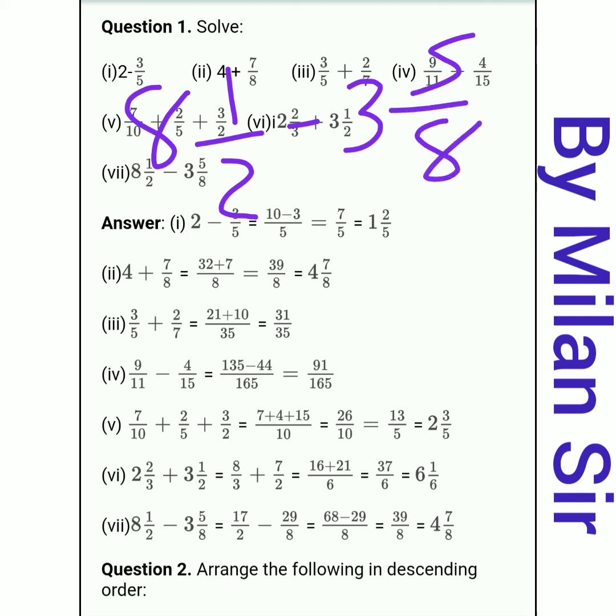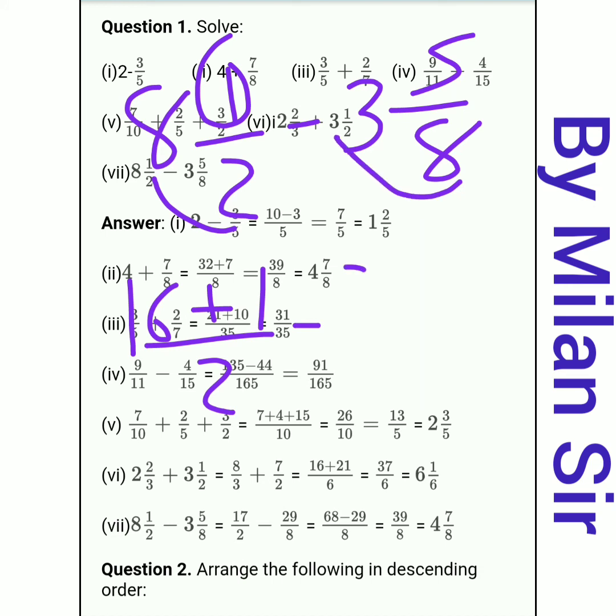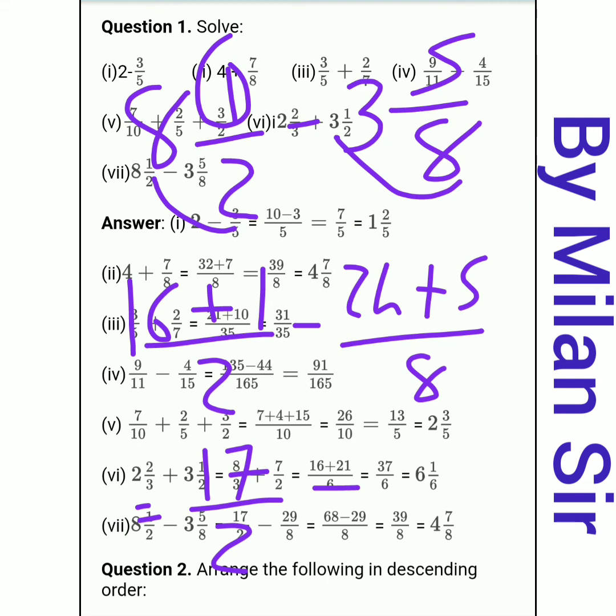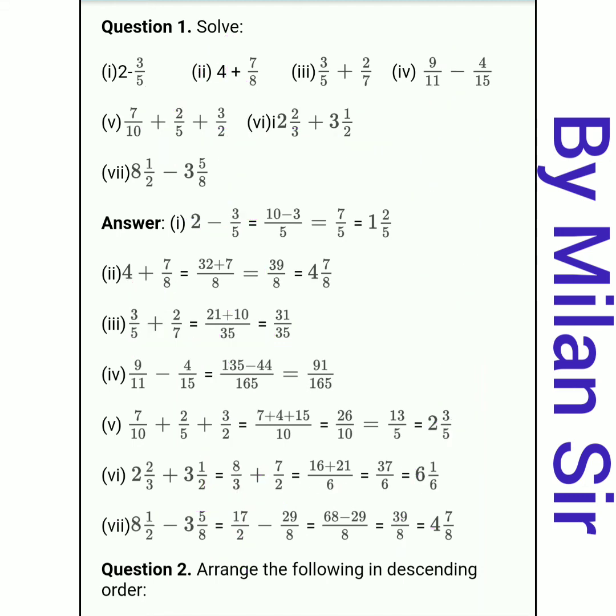First of all, just convert our mixed fraction into improper fraction. So 8 into 2, it is 16. We need to add our numerator plus 1 and denominator as it is. Same thing, 8 threes are 24. We need to add our numerator 5 and denominator 8 as it is. Then 16 plus 1, 17 by 2. Here 24 plus 5, 29 by 8.